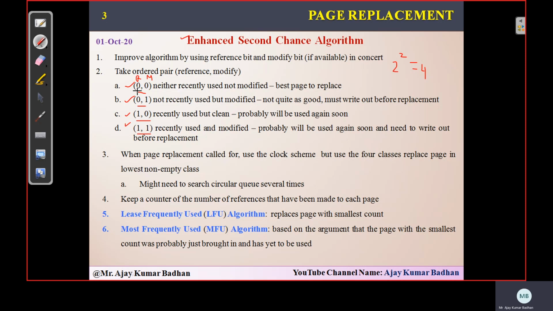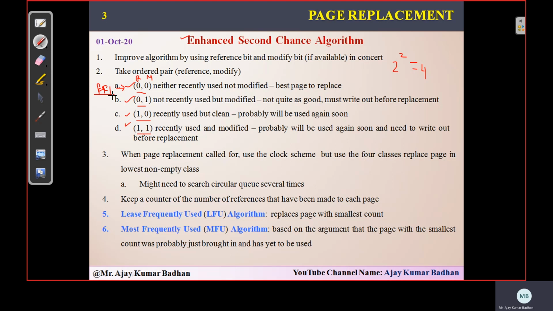If any page, let us suppose page 1, has the value 0,0, that means this particular page is never used, meaning it is present in the backing store. It is never brought into main memory for execution, and moreover it is never modified. Obviously, if it is present in the backing store, how can we perform any modification to that particular page?